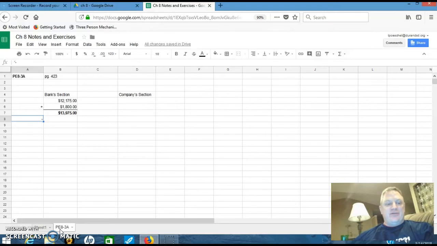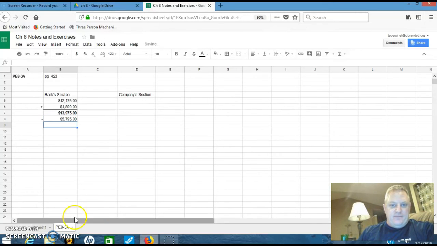That leaves us with outstanding checks. Outstanding checks are checks that the company has written but the bank hasn't paid, so we need to subtract those. So we subtract that amount, which is $57.95. We subtract those two, and you get a balance of $81.80.